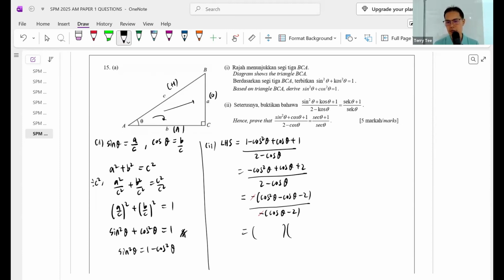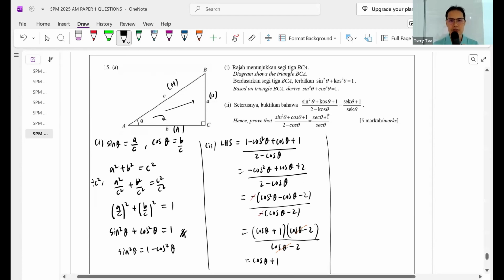Cos, you can factorize using what? Cos theta. I put a 2, I put a 1, minus and plus. How about your denominator? Cos theta minus 2. What can I do with this? We are almost there. Guys, what can I do? I can cancel it. So you are left with cos theta plus 1. But how do you go on from here to here? Because at the end of the day, you want to get secant theta plus 1 over secant theta. I got cos theta plus 1. So how do you go from cos to secant?